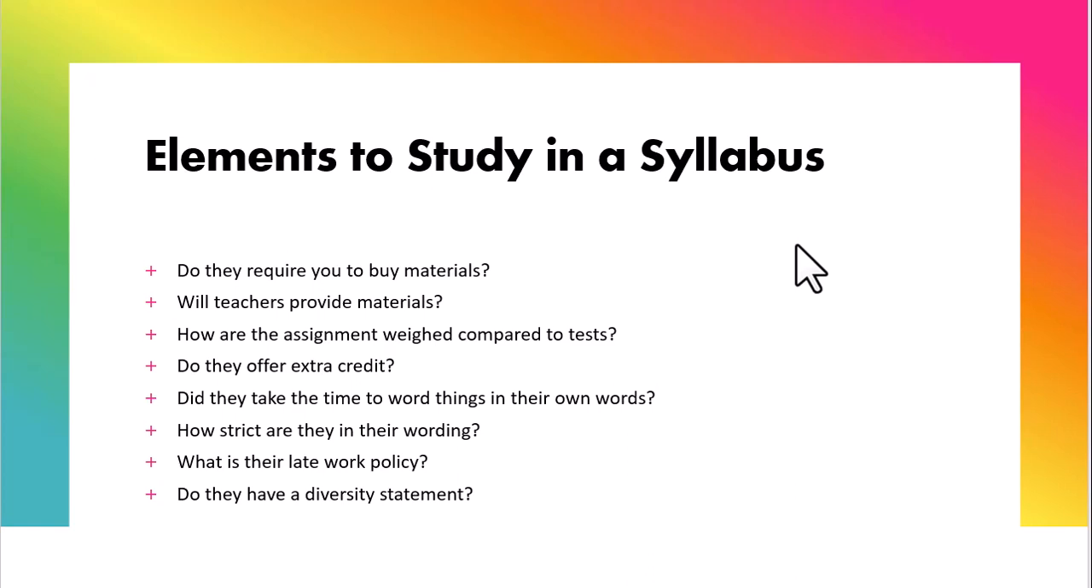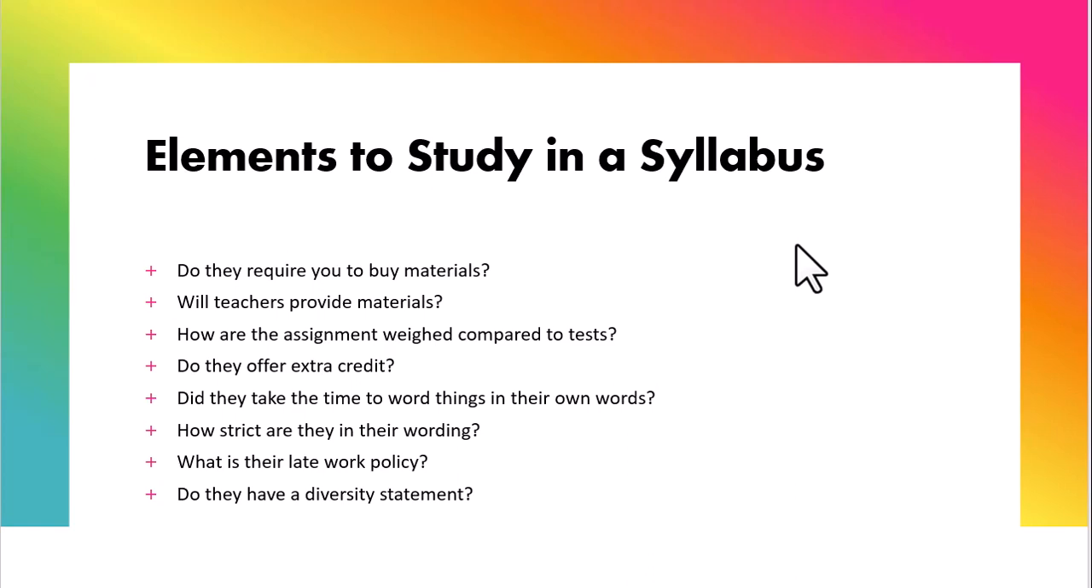Things they look at. Number 1, does the instructor require you to buy materials? It will be in the syllabus if it's required. Do you have to buy a book? And the cost will be there. How much is the book? Are there other kinds of expenses, lab expenses, and so on? Will the teacher provide materials for you so that you don't have to buy them? Is the teacher using open educational resources so that you don't have to buy a textbook?